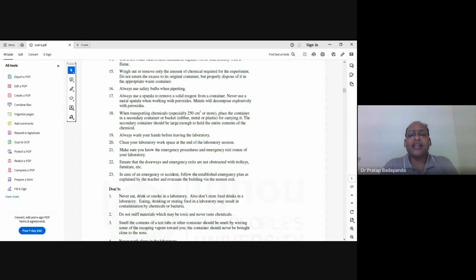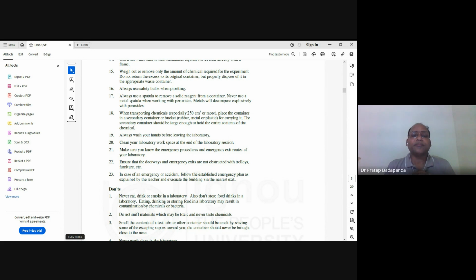Always wash your hands before leaving the laboratory. That is the important thing, it is for your precaution. Clean your laboratory workspace at the end of the laboratory session. Every day it should be neat and clean, because you don't know what kind of chemicals are spread on the work table. Tomorrow morning when you come and do the experiment again, you don't know what will happen. Any kind of mixing or reactions may happen.